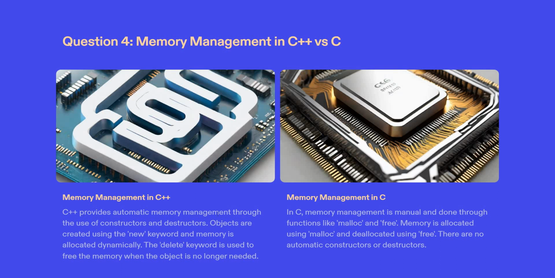C++ provides automatic memory management through the use of constructors and destructors. Objects are created using the new keyword and the memory is allocated dynamically. The delete keyword is used to free the memory when the object is no longer used, in case there is no use of the variable or the space is no longer required. But in C, memory management is manual and done through functions like malloc and free. Memory is allocated using malloc and deallocated using the free function.